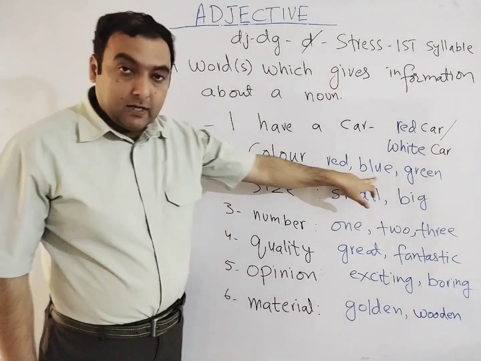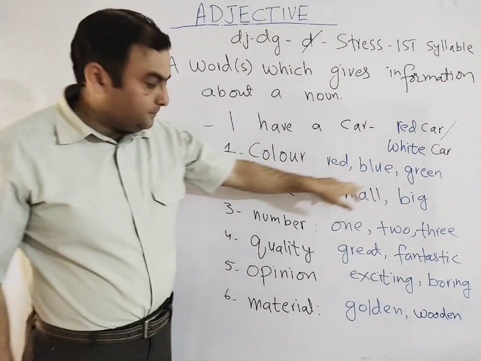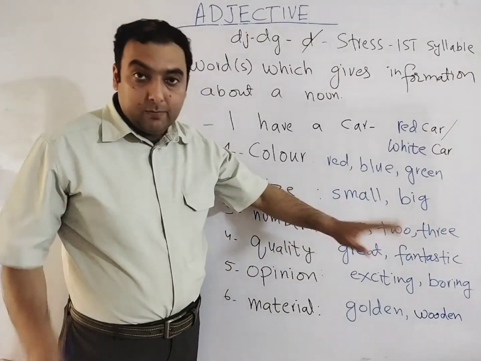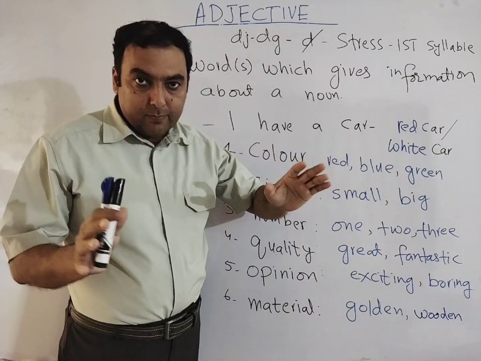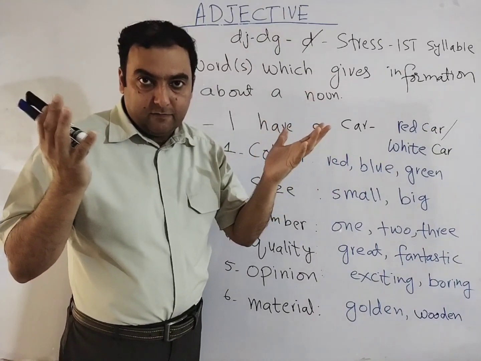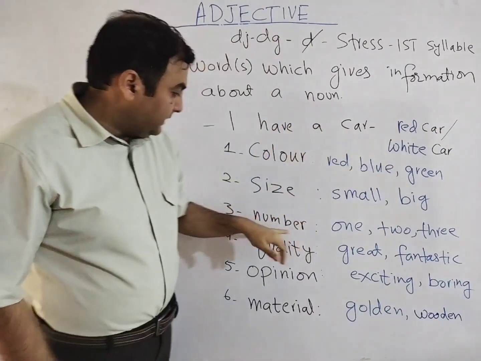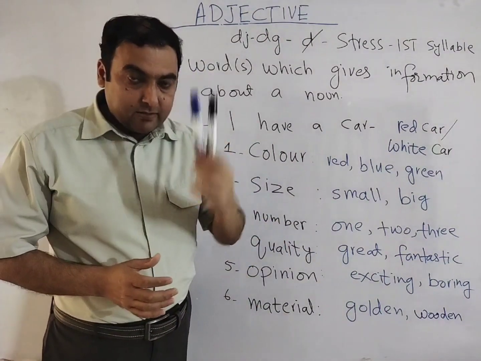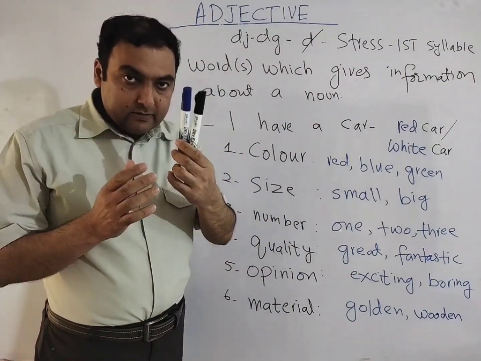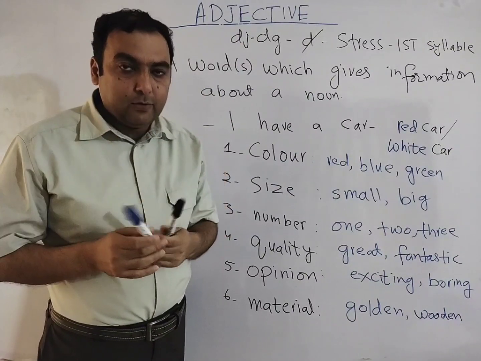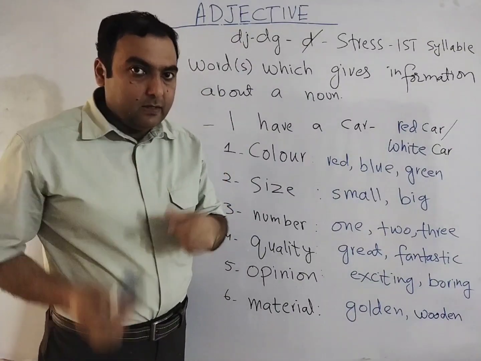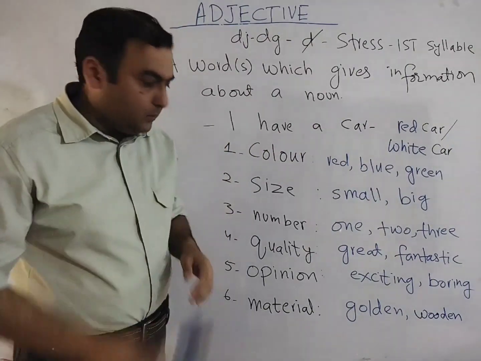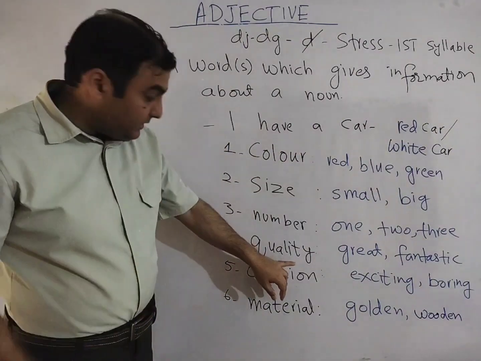For example, these color words, they're adjectives. Adjectives can also tell us about size, small, big. For example, this room is small, or this is big. They tell us about number. For example, if I say I have 2 markers, marker is a noun, and the number 2 tells us about the number of markers I have.